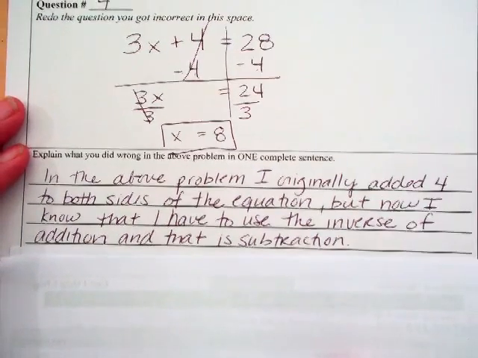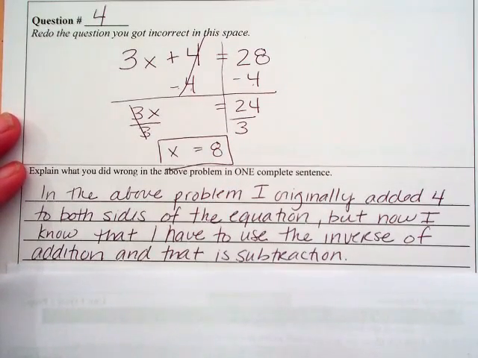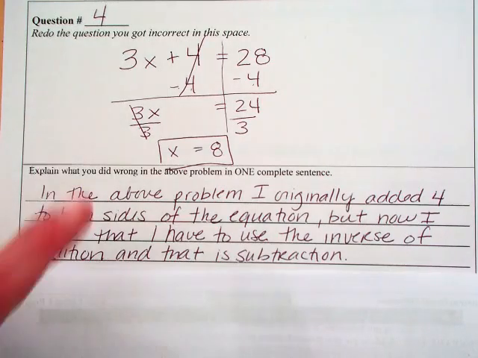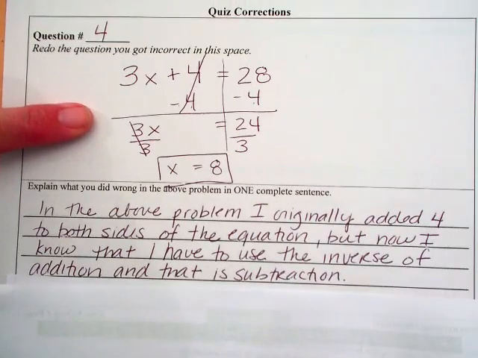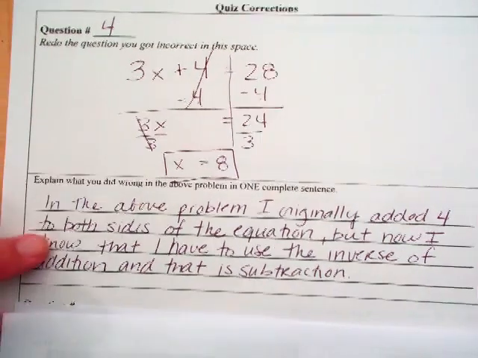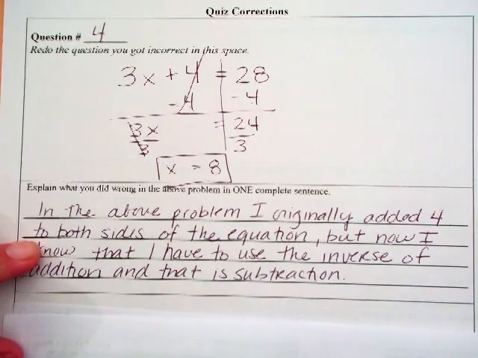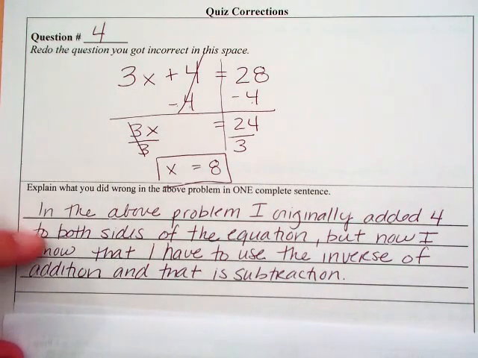So when you do your quiz corrections, you need to do 2 things for each problem. 1, you need to rework the problem so that it's correct up here in this space. And 2, you need to tell me what you did wrong the first time you solved the problem and what the right steps were.